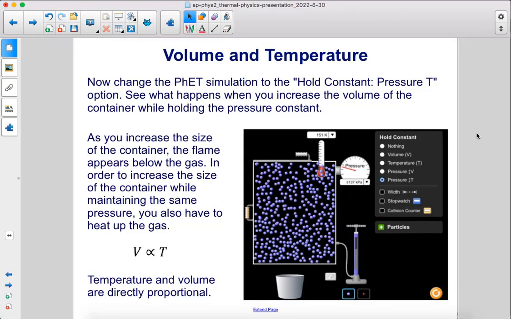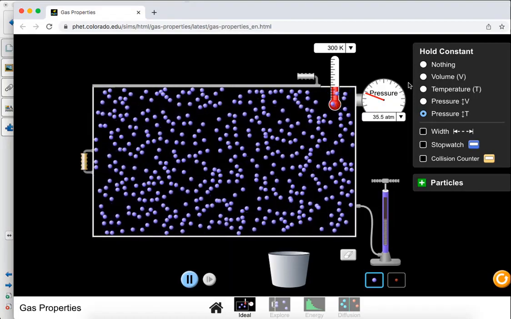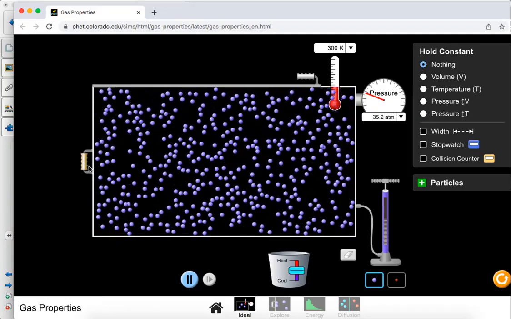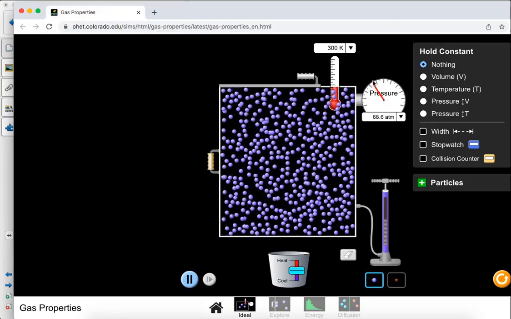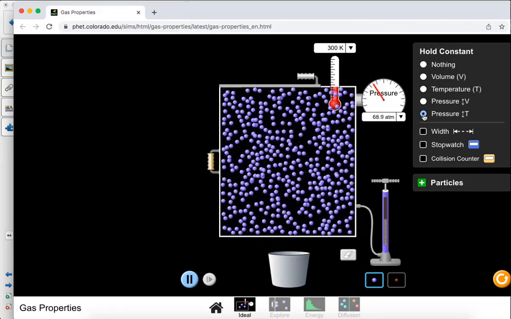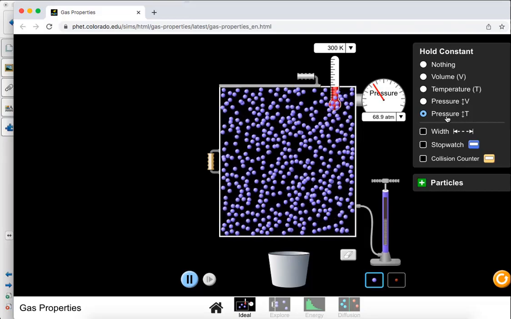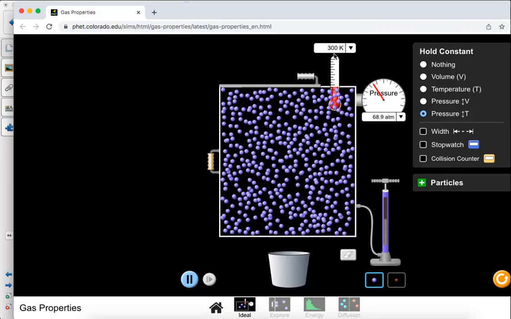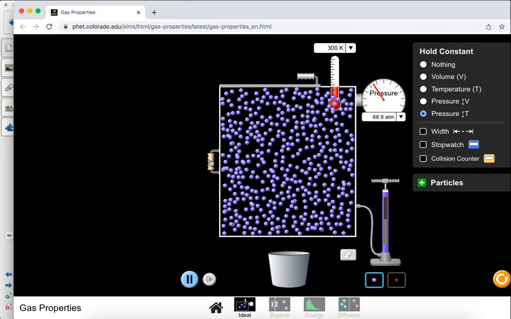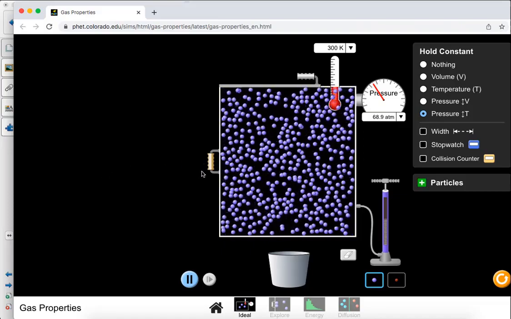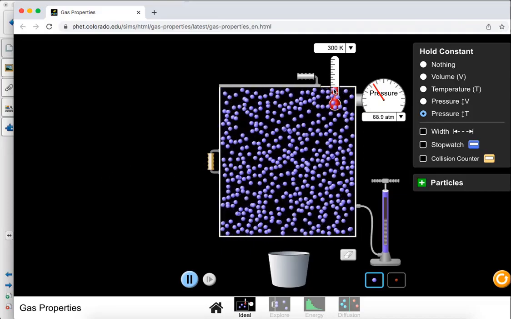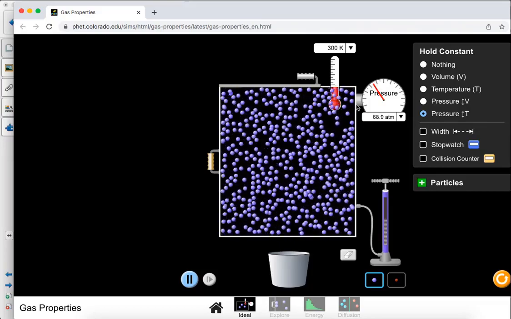Now change the PhET simulation to the Hold Constant Pressure T option. See what happens when you increase the volume of the container while holding the pressure constant. Okay, so first I'm going to make this smaller. Alright, so here's our pressure. We're going to hold the pressure constant while we're changing the volume, and we're going to see what happens to the temperature of the gas. Alright, so we're going to increase the size of the container, but if we want to maintain the same pressure, that means there has to be the same amount of collisions taking place.